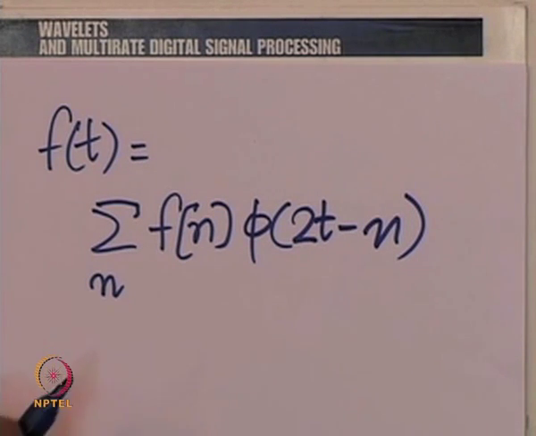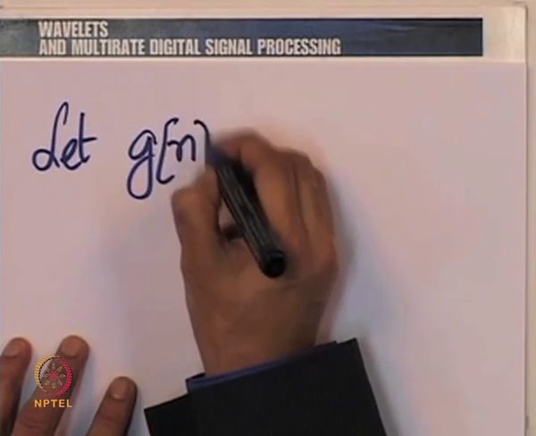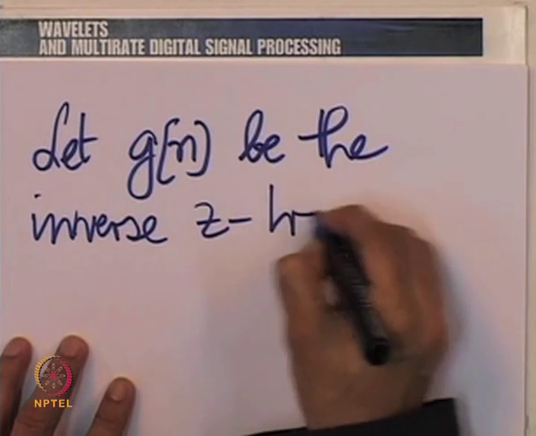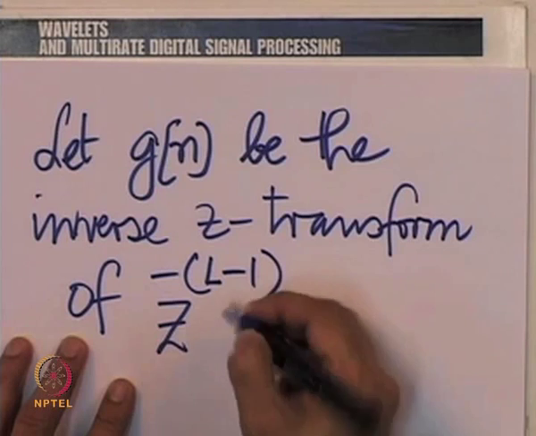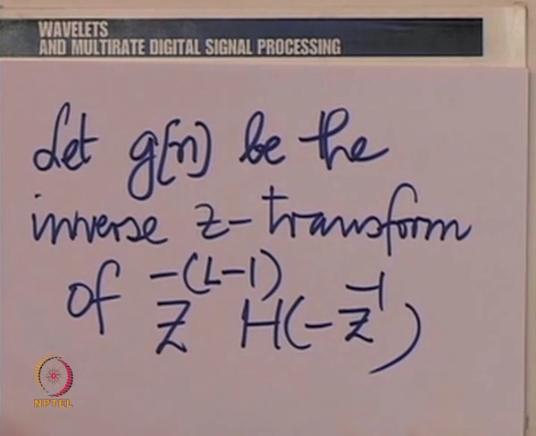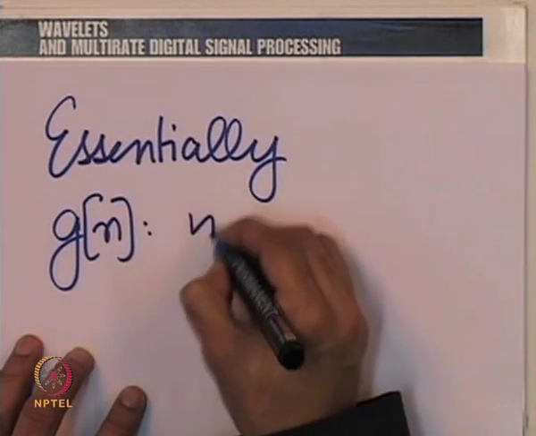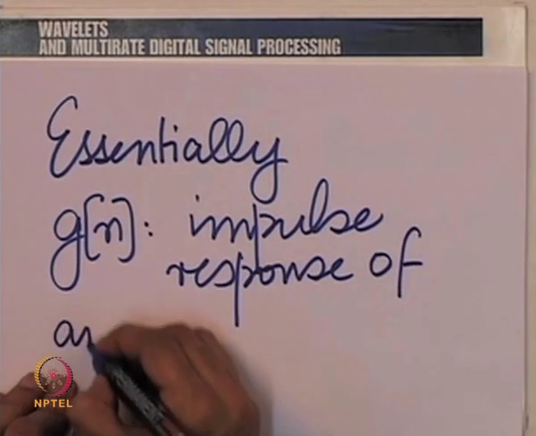Now, let us denote the impulse response of the analysis high pass filter by g[n]. So, let g[n] be the inverse Z transform of z raised to the power minus (L minus 1) H of minus z inverse. Essentially, g[n] is the impulse response of the analysis high pass filter.